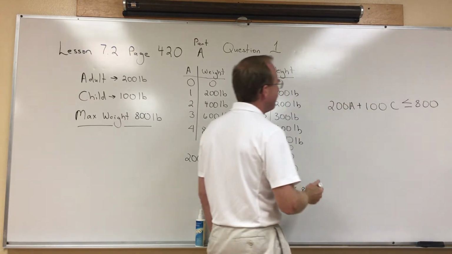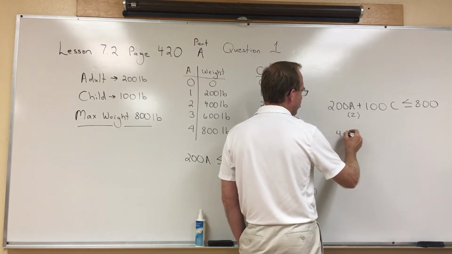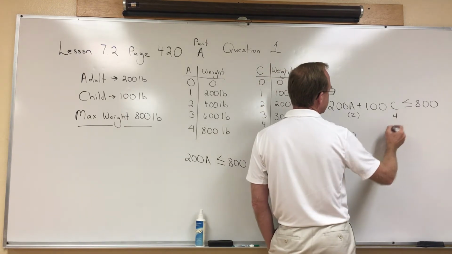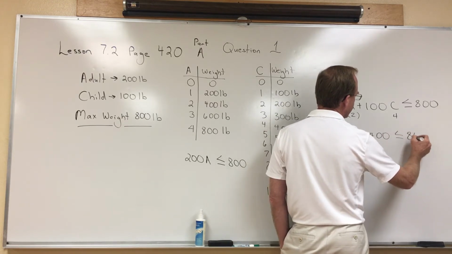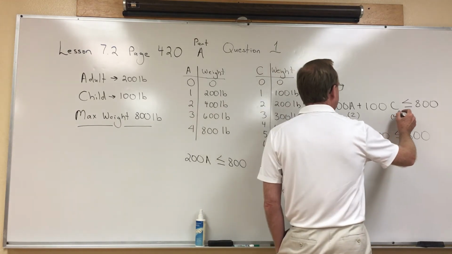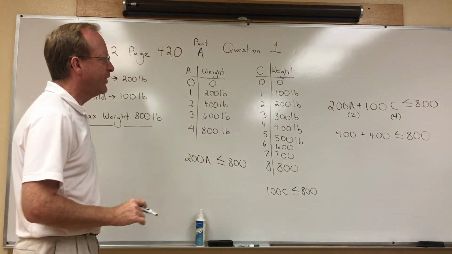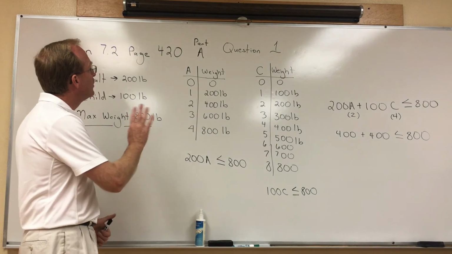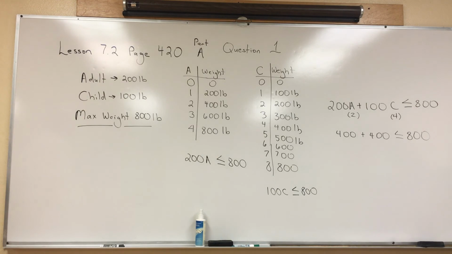For example, we could have 2 adults. Okay, so 2 adults, that would give us 400 pounds. And we could do a max of 4 kids, because that would give us 400 pounds. And we'd still be equal to 800. And you could put random numbers in there and figure out, whoops, I'm over, or, oh, I'm okay. And what you want to be is obviously in the okay range. So that's a look at question 1 for page 420.